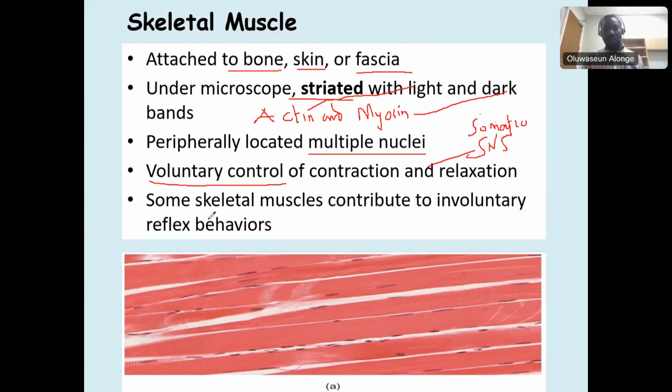All right. Now, some skeletal muscles contribute to involuntary reflex behavior, just like what I talked about when we talked about breathing, for instance. Even though the heart is made of cardiac muscles, skeletal muscles play a role in breathing, right? We talked about the diaphragm, they are involved in breathing.